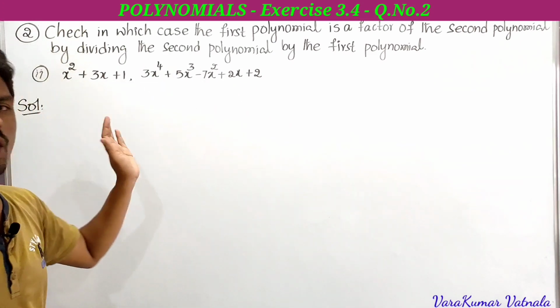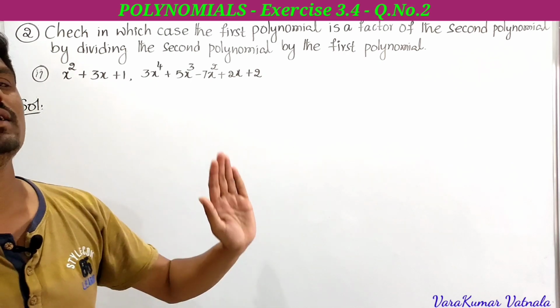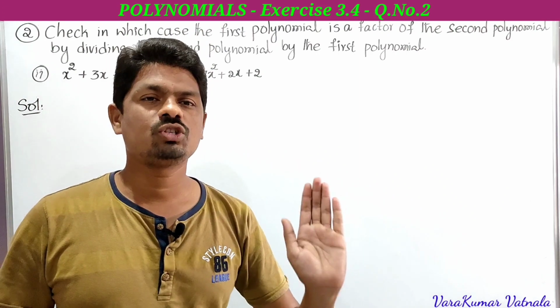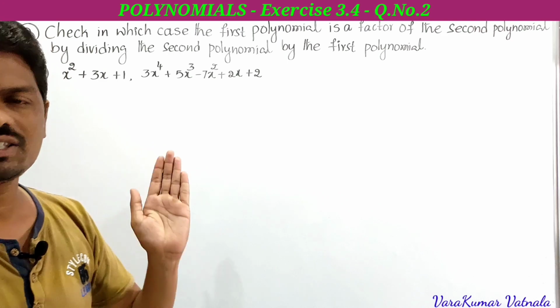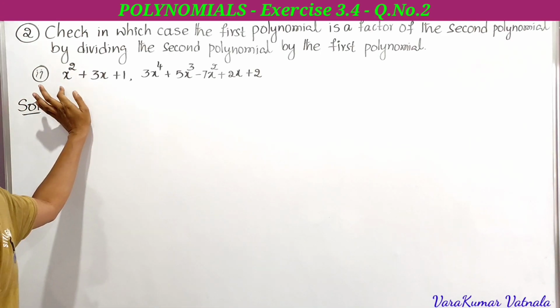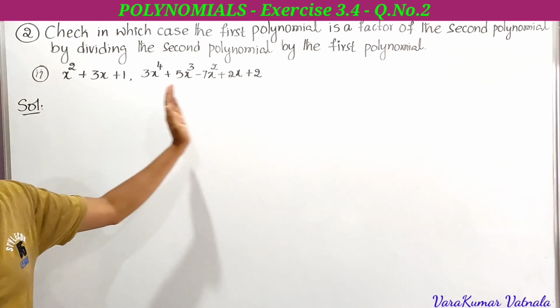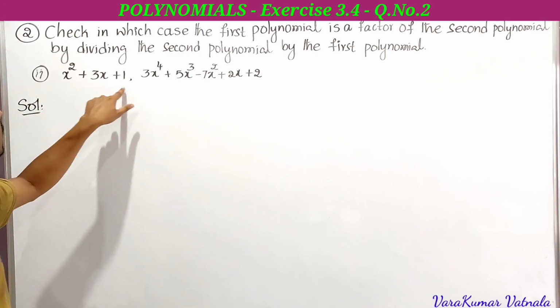So see here, now we have to do the division. Before dividing the second polynomial by the first polynomial, we have to check whether the given two polynomials are in their standard form or not. Here the power should be in decreasing order, or the degree of the terms should be in decreasing order. So here the power is 2, 1, 0.